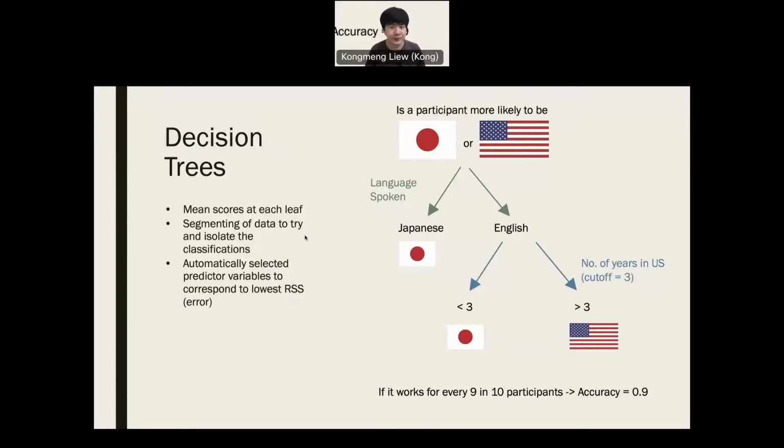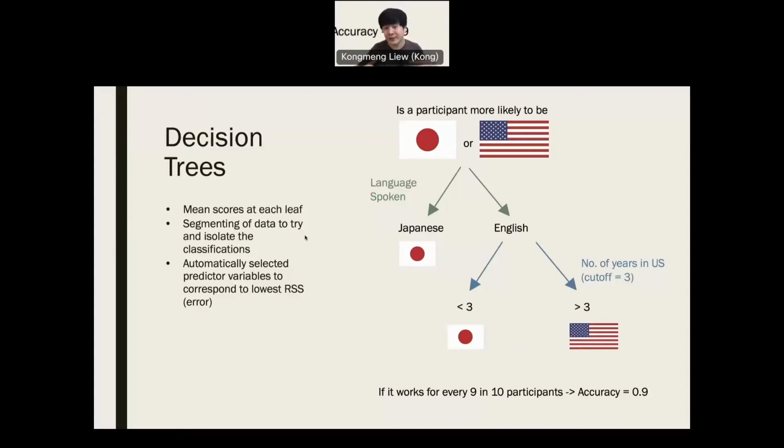Maybe we could look, for example, at language. So if the participant speaks Japanese or if they speak English, or maybe the amount of years they spent in the US. A very simple kind of definition, like maybe a cutoff that the model can identify would be 3. So if you spend more than 3 years in the US, chances are you're American. If you spend less than 3 years, chances are you're Japanese. And so this sort of model selection and stratification process is quite automatic, and it's usually done to correspond to the lowest kind of error possible from the model.